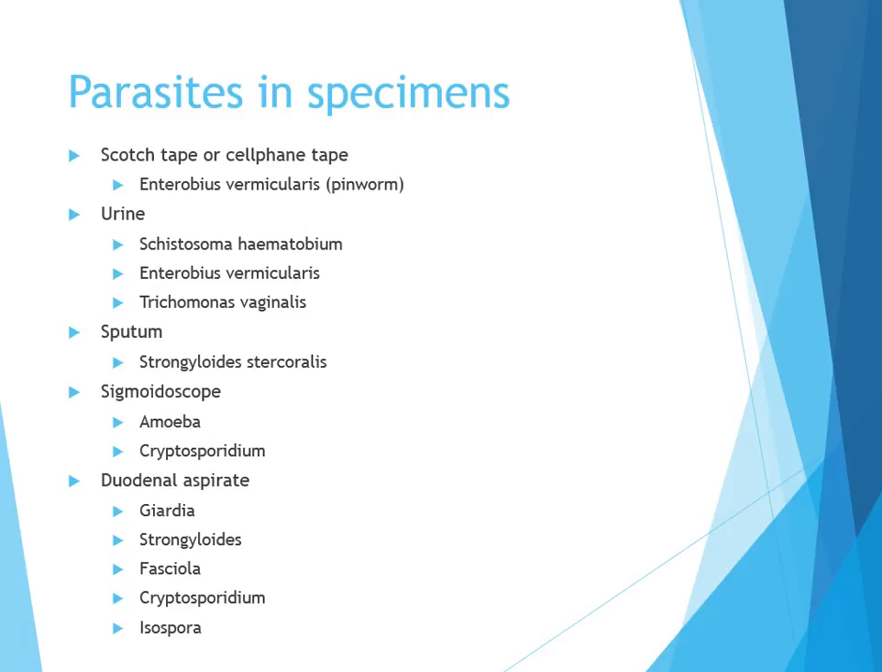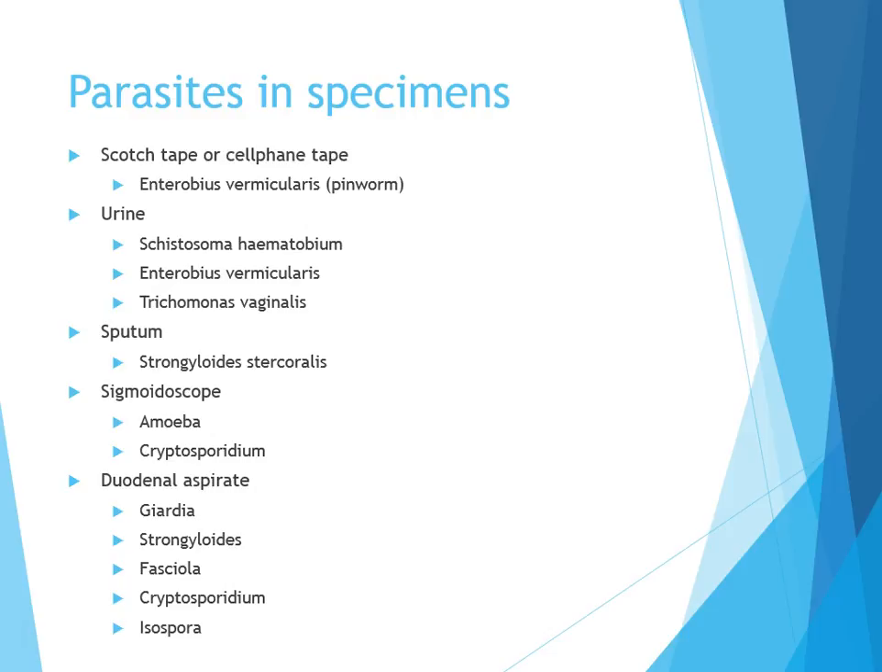Sputum: Strongyloides stercoralis can be found in sputum. This organism can travel to the lungs, or the patient coughs it up. When it travels to the lung, the patient can cough it up and then swallow it back down, so it can be seen in stool or sputum, but this one infects the lungs.